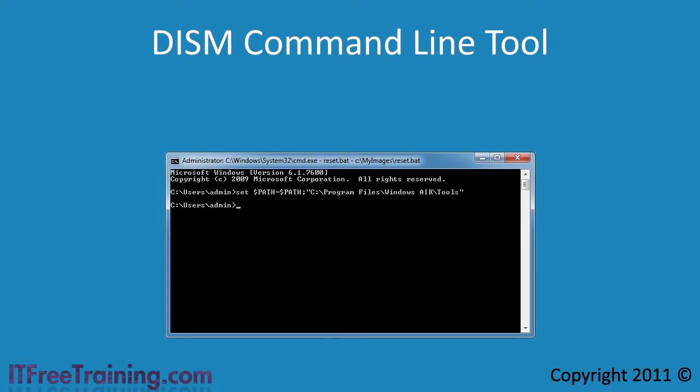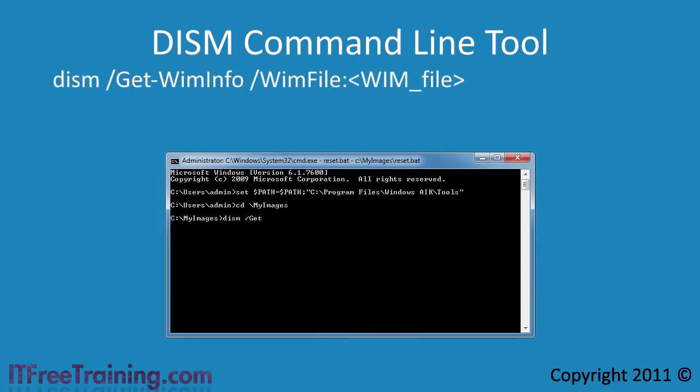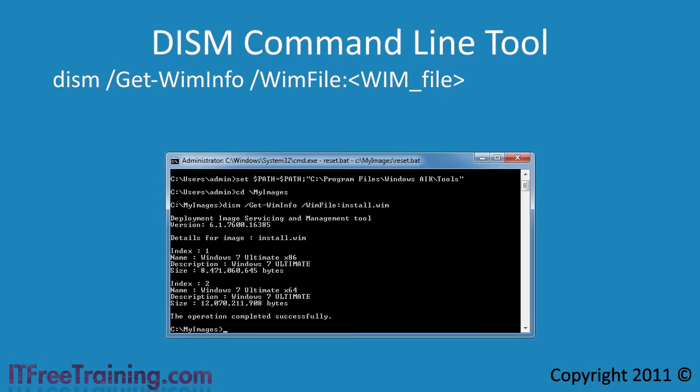The first thing I need to do is find out the index number for the image I want to modify. Remember that one WIM file can contain many different images. To do this, I run the command dism with the switch /get-wiminfo. Next, I need to specify the file location with the /wimfile switch to select an image. In this WIM file, there are two images. Both are Windows 7 Ultimate, but one is for 32-bit and the other is for 64-bit.